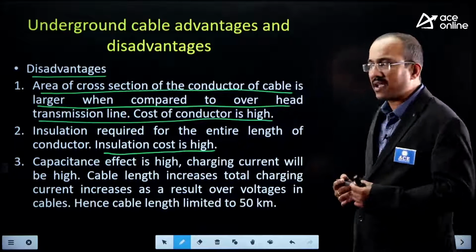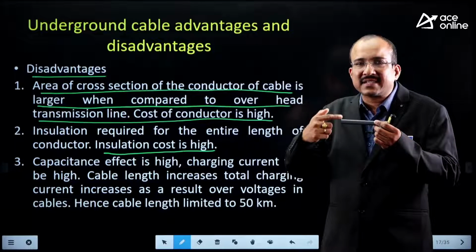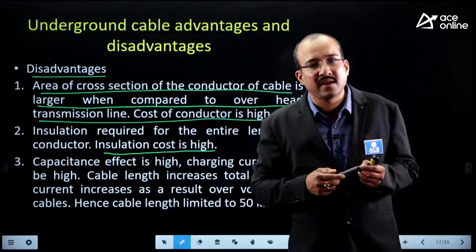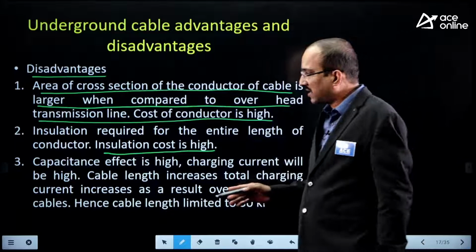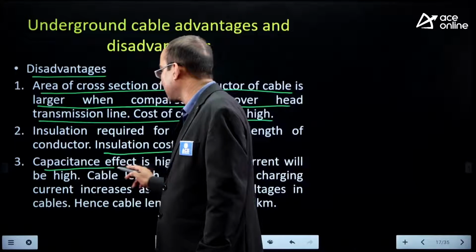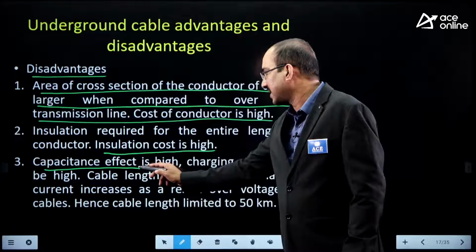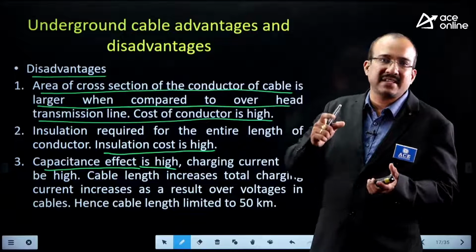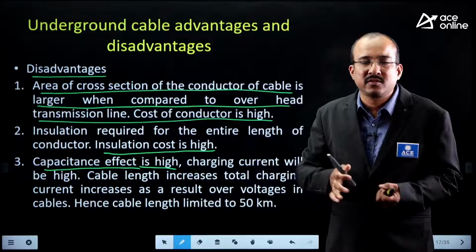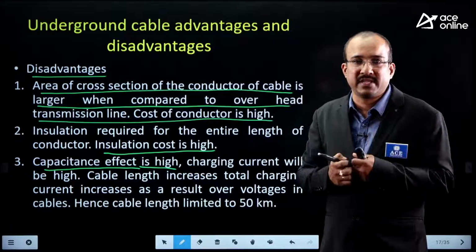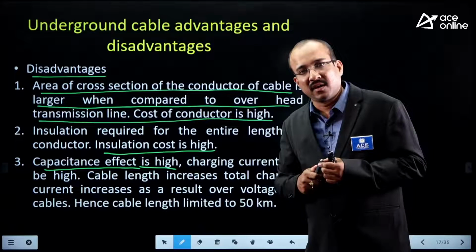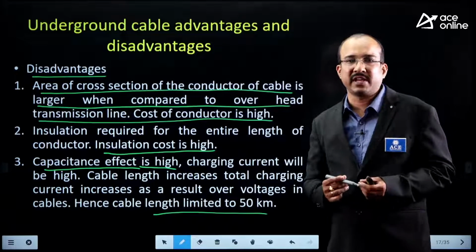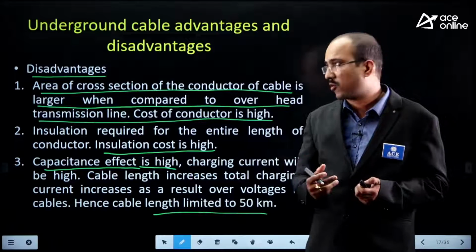One more drawback is, here the conductors are spaced very close, so the capacitance effect will be high. Okay, so the capacitance effect is high or low in underground cables? It is high, because the conductors are closely spaced. So if the capacitance effect is high, the charging current drawn will be more, so the cable may experience over voltages and it may result in damage. That's why the length of the cable is limited to what? 50 kilometers. Okay, this is one more drawback.